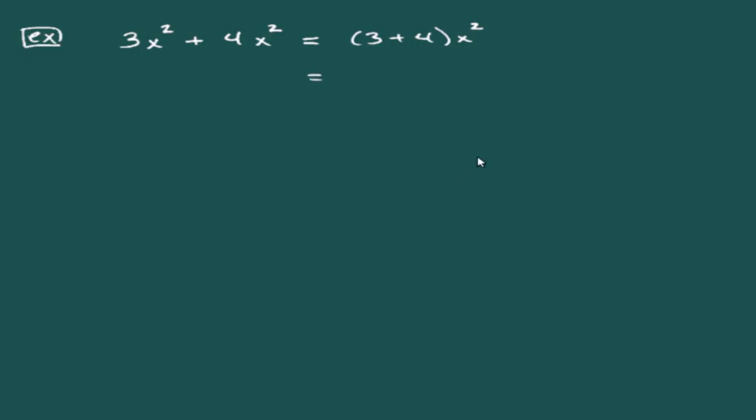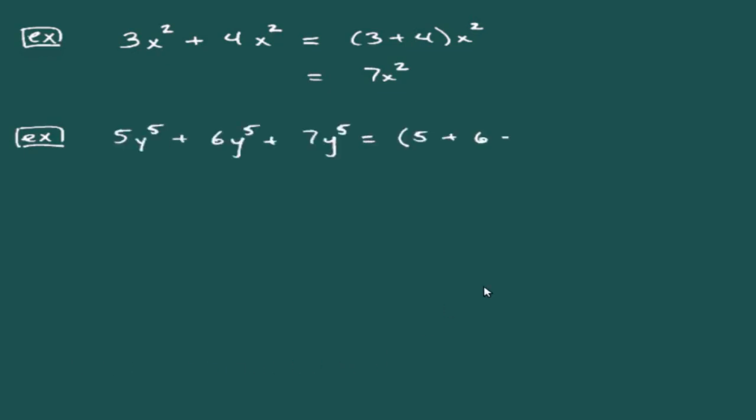If I had 5y to the 5th power plus 6y to the 5th power plus 7y to the 5th power, well, I've got y to the 5th multiplying each one of those, and so the distributive property says that's the same thing as 5 plus 6 plus 7 times y to the 5th. Well, 5 plus 6 plus 7 gives me 18, so I have 18y to the 5th.